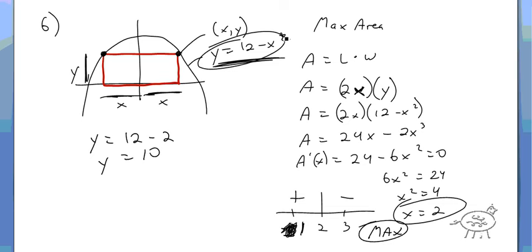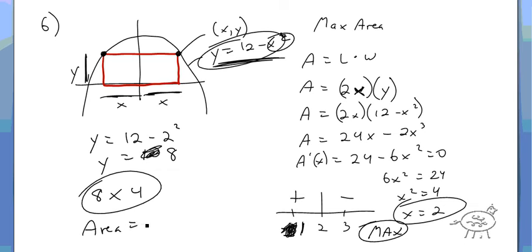Sorry, I keep losing this squared here. Okay, 12 minus x squared, so 2 squared, so it's going to be 8. So the dimension is 8 by, well, it's 2x though, right? So it's 8 by 4. That's my dimension of that rectangle. And then the area, of course, equals 8 times 4, which is 32 units squared. All right, not too bad.